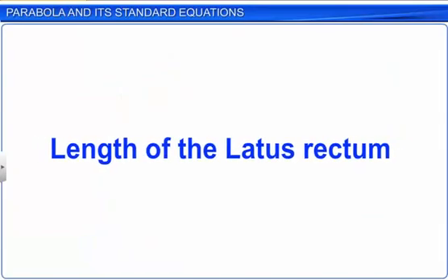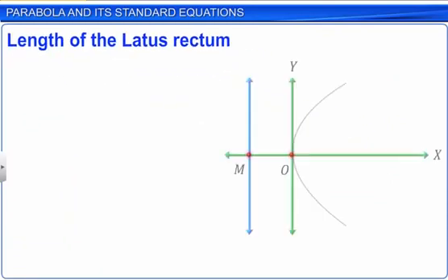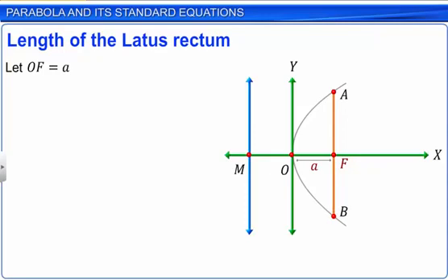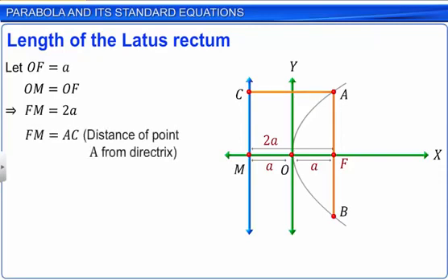Now, let us find the length of the latus rectum of a parabola. Consider a parabola with latus rectum AB. Let the distance OF between the vertex and the focus of the parabola be a. Since the distance of the focus and directrix from the vertex is the same in a parabola, we have distance FM is equal to 2a. Let us draw a perpendicular AC from point A to the directrix. Now, the distance AC is equal to FM. Thus, the distance of point A from the directrix is 2a.